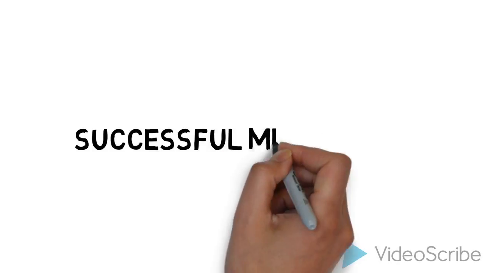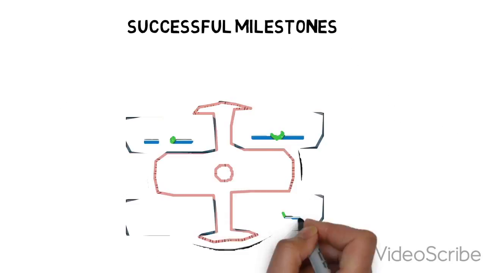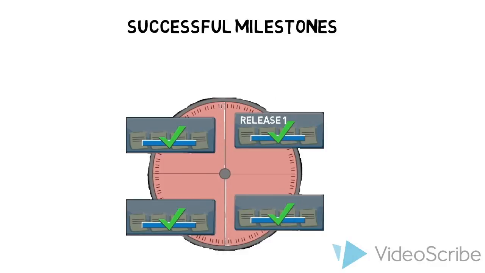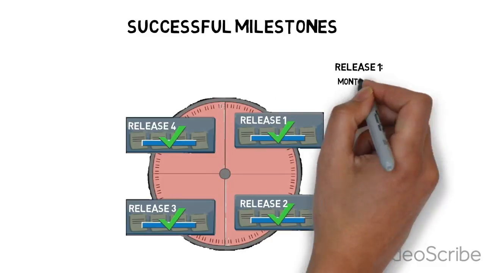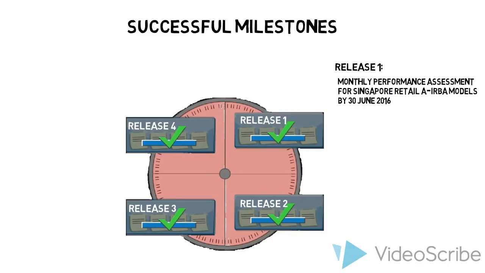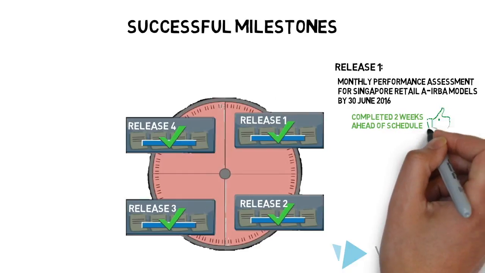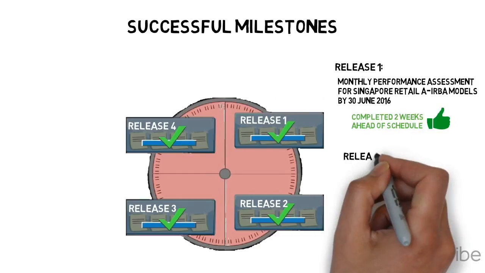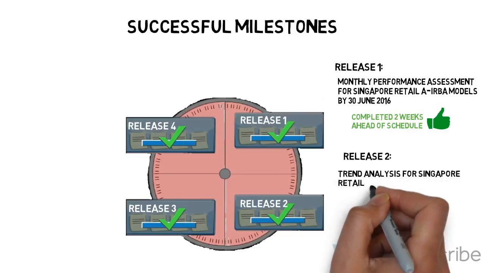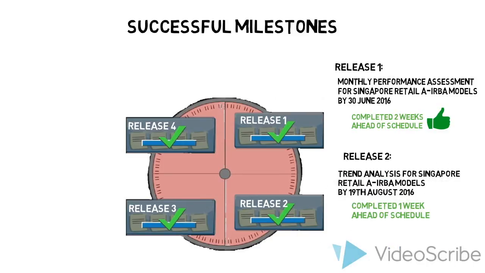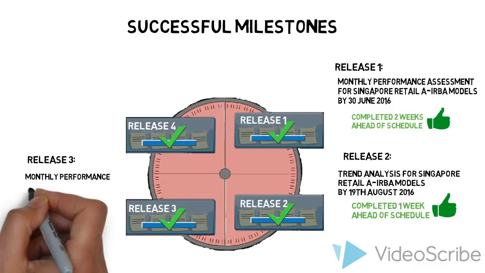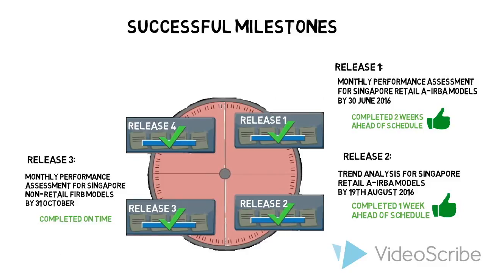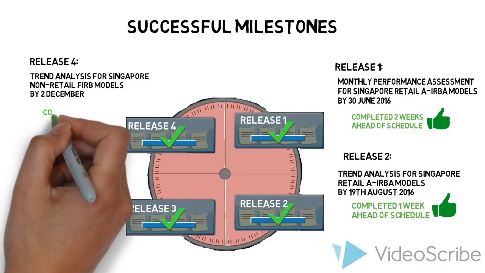Now, let me share some of our success stories. Until now, we have completed 4 releases. For Release 1, the monthly assessment for Singapore retail models was successfully delivered ahead of schedule on 30th of June. For Release 2, the trend analysis tool for Singapore retail models was also completed ahead of schedule on 19th of August. For Release 3 and Release 4, tools for monthly assessment and trend analysis on Singapore non-retail models were completed as planned on 31st of October and 2nd of December respectively.